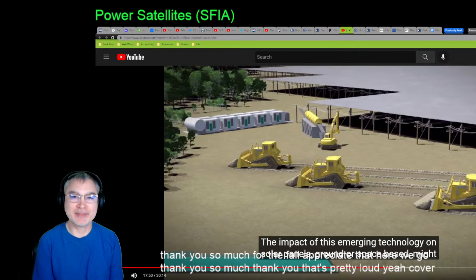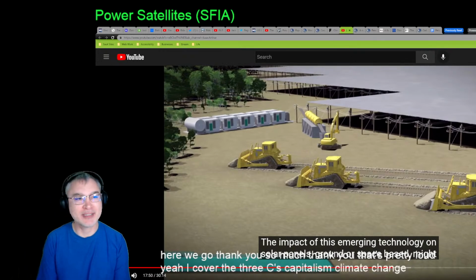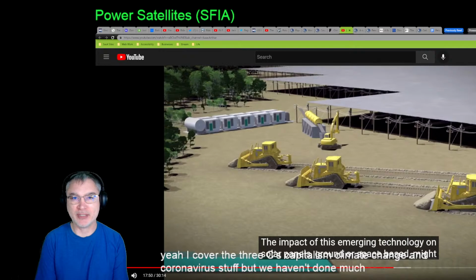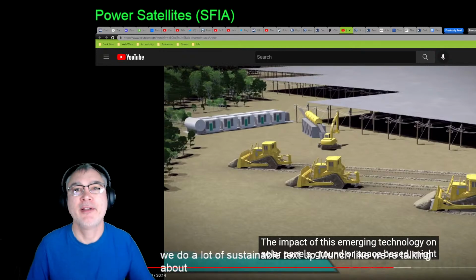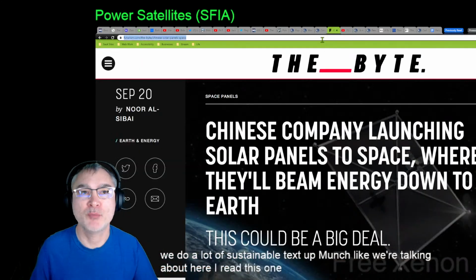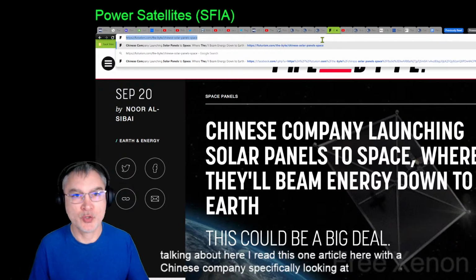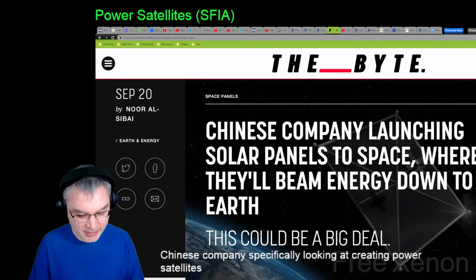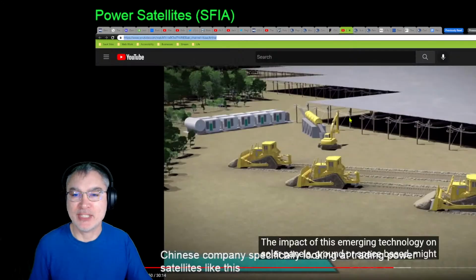Yeah, I cover the 3 C's: capitalism, climate change, and coronavirus stuff, though we haven't done much coronavirus stuff. We do a lot of sustainable tech stuff, much like we're talking about here. I read this one article here with a Chinese company specifically looking at creating power satellites like this. So that's why we're watching this video.